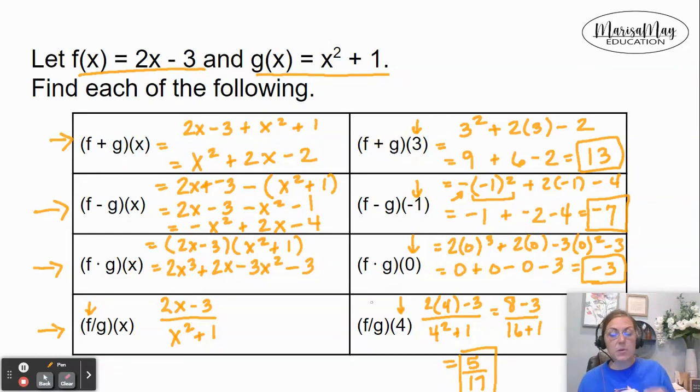So friends, I hope that helps. Watch out for subtraction and division. The order matters. Got to make sure you distribute the minus sign on the subtraction.